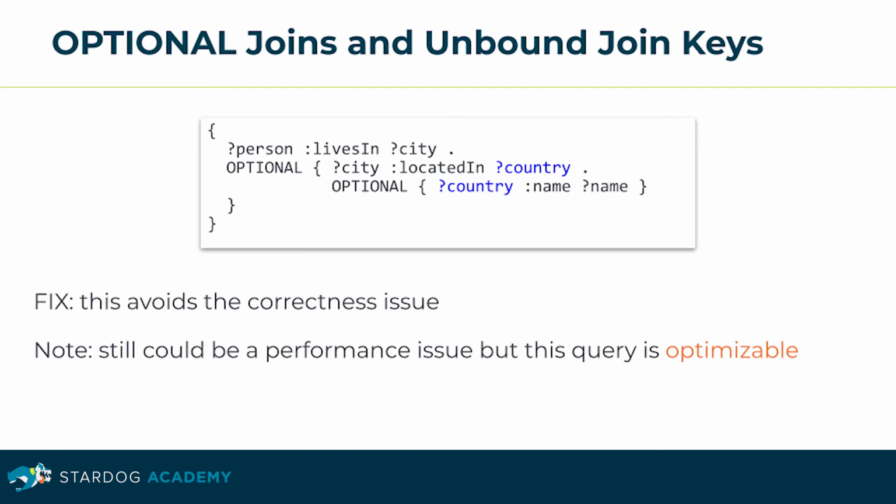and we are going to move the second optional into the first optional. So if a person lives in city, then optionally, that city could be located in a country. Then if that is bound, optionally, the country could have a name. Now, there might still be some performance issues here, having to deal with the nulls that are found as those optionals are operated on. But now this query is optimizable, and the query planner can do something with it.